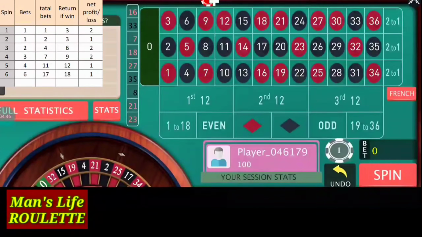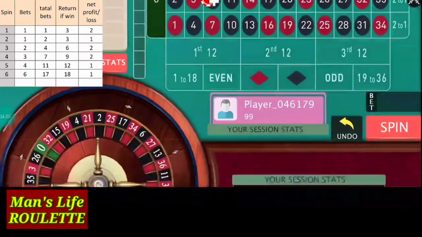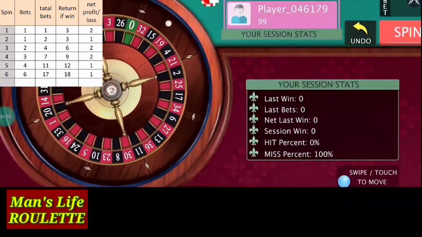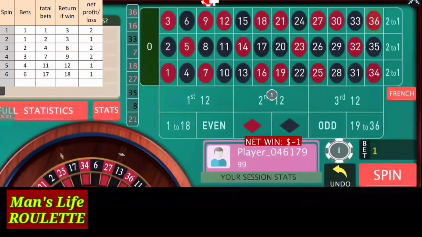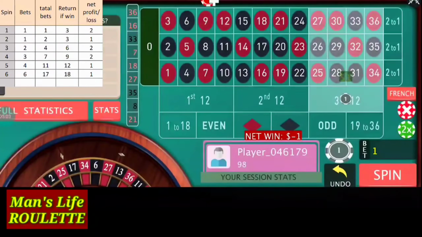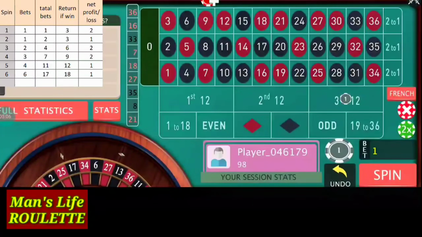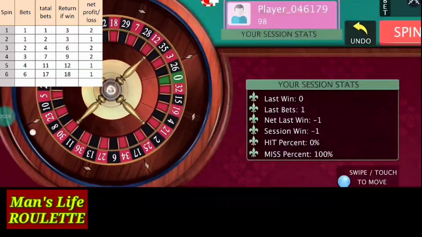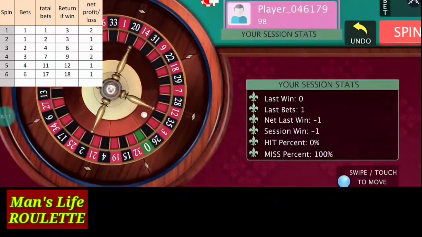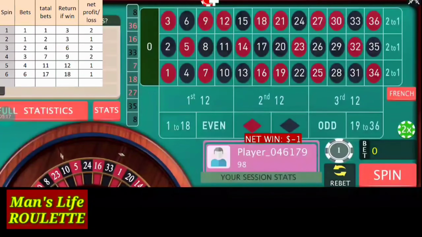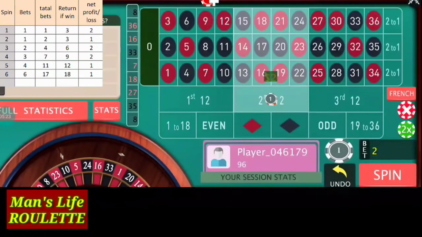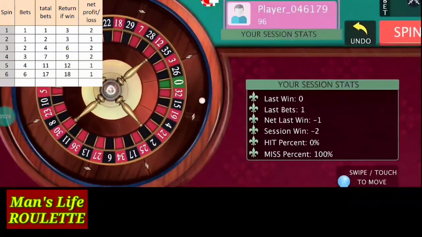So let's start the game. I have decided this is the first spin I'm playing. So here at the second dozen, I lose this first spin, so my second spin with the same $1 bet at the third dozen this time. And again I lose here, so my third spin will be with $2. So I have decided to go with the second dozen with $2.